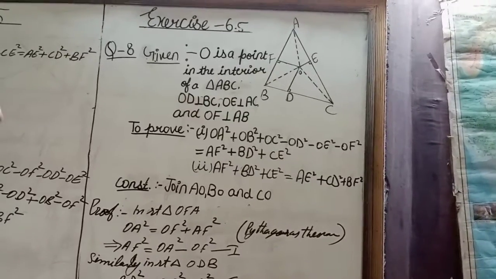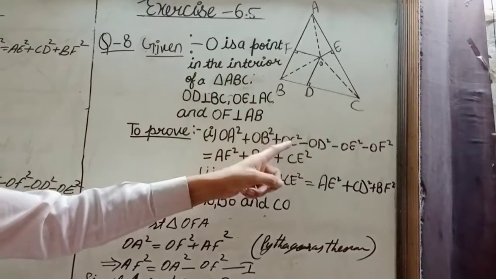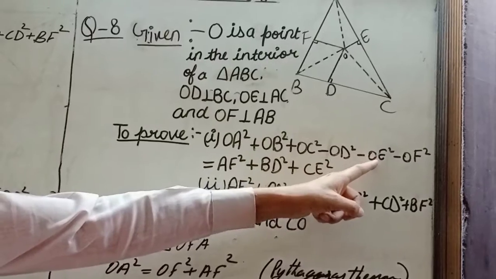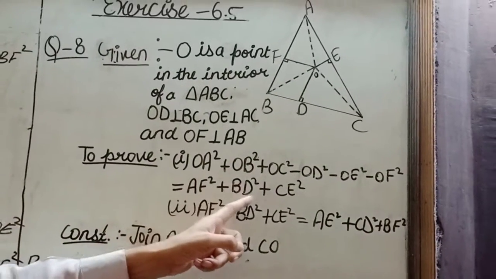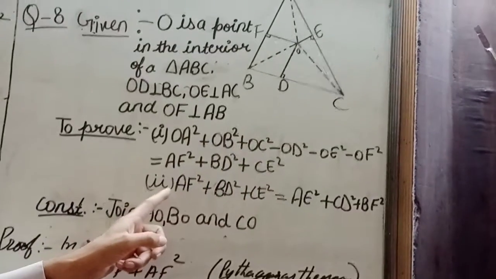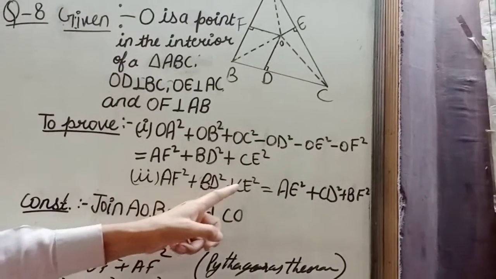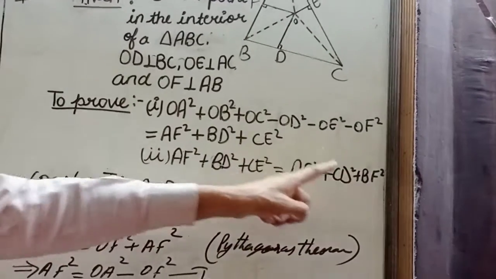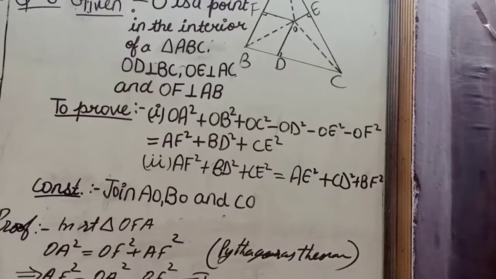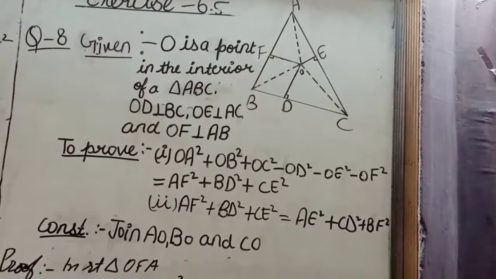We have to prove that OA square plus OB square plus OC square minus OD square minus OE square minus OF square is equal to AF square plus BD square plus CE square, and also AF square plus BD square plus CE square is equal to AE square plus CD square plus BF square. Let's try to prove the first one first.